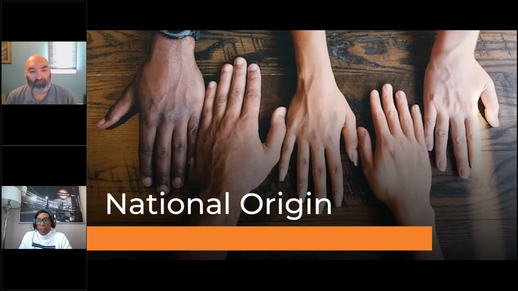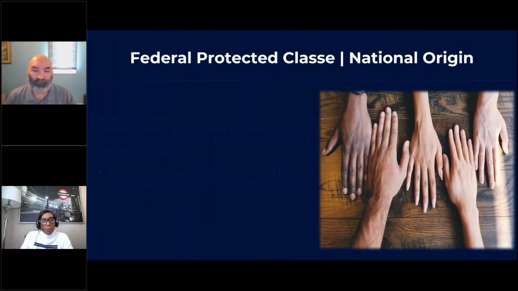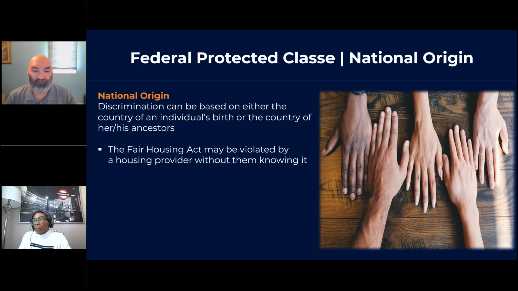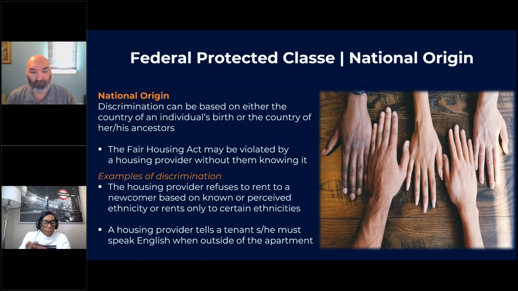So we're going to talk about national origin. Go ahead and click. I know this is what you're probably really interested in as well, because this will affect your population. Again, it prohibits discrimination based on national origin. Such discrimination can be based either upon the country of an individual's birth or their perceived ancestors. Can you go ahead and click on that? And I'm going to talk about an example. Again, this is an example: if a housing provider refuses to rent to a newcomer based on perceived ethnicity, or rents only to certain ethnicities.